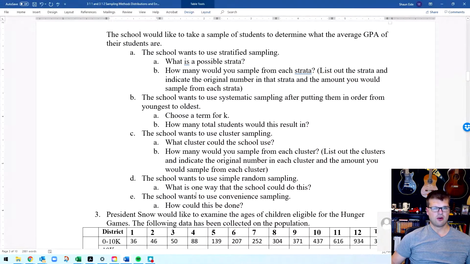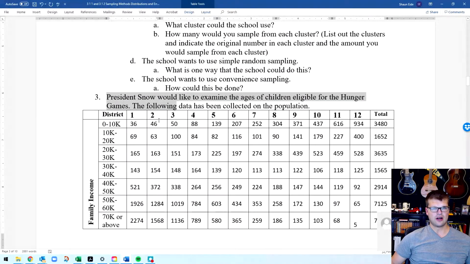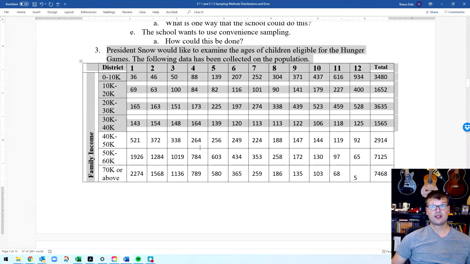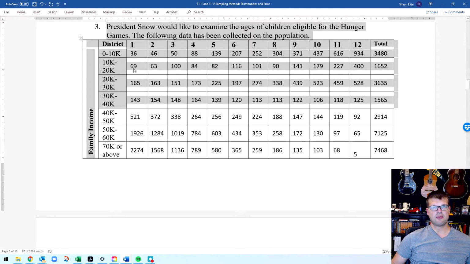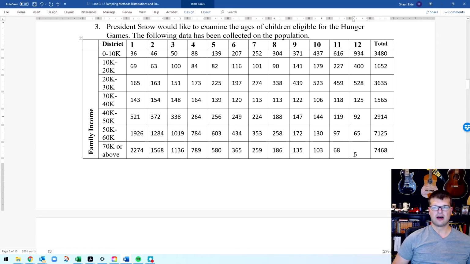So yeah. So President Snow, this is a Hunger Games right here. President Snow would like to examine the ages of children eligible for the Hunger Games. The following data has been collected on the population. You've got the district right up here, and then you've got the amount of the family income on the left-hand side, and the number of families that meet that in the middle. So for District 12, there are 5 families that are at 70,000 or above. For District 7, you find the intersection of the two. So there are 224 families that are $40,000 to $50,000. So this is called a contingency table.